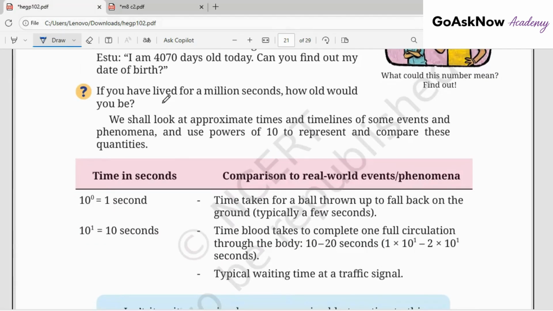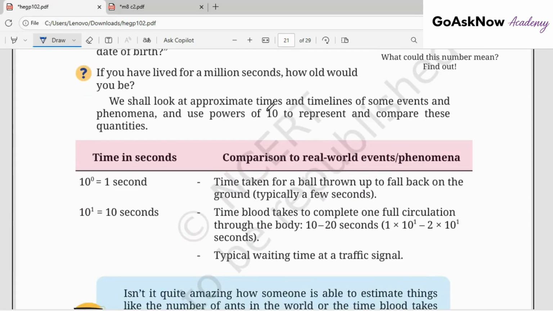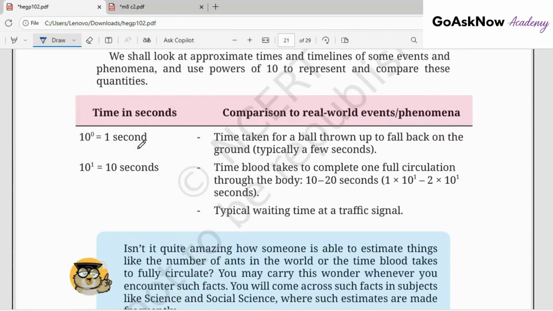Next, if you have lived one million seconds, how old would you be? We shall look at approximate times and timelines of some events and phenomena, and use the power of 10 to represent and compare the quantities.